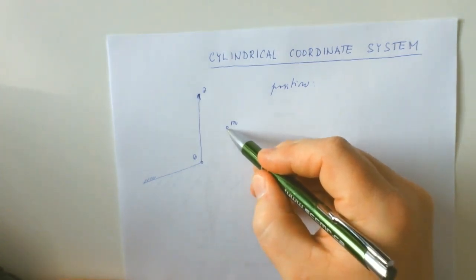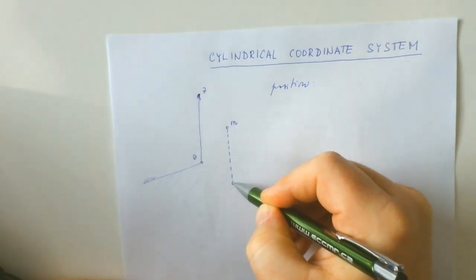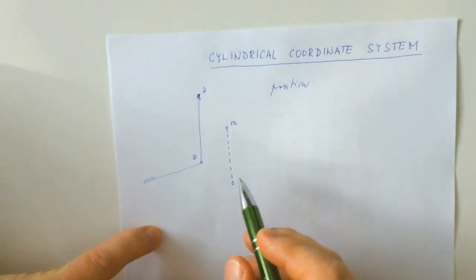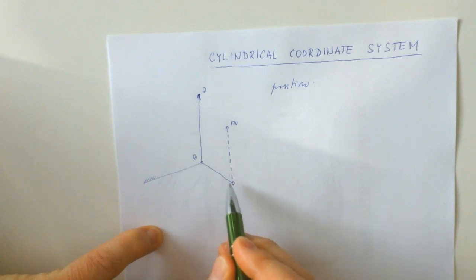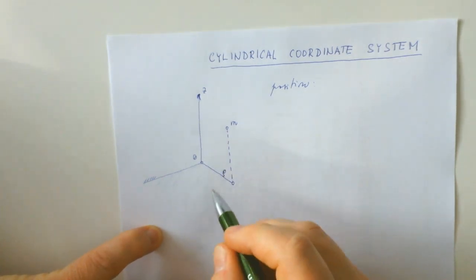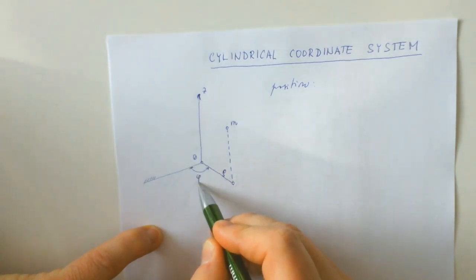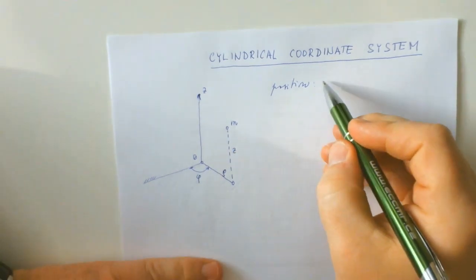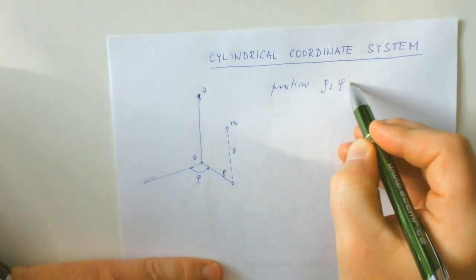we make a projection of this point to this plane, and we connect the origin and this projection, and this is coordinate rho, and this angle is coordinate phi. So we define the position by three coordinates: rho, phi and z.